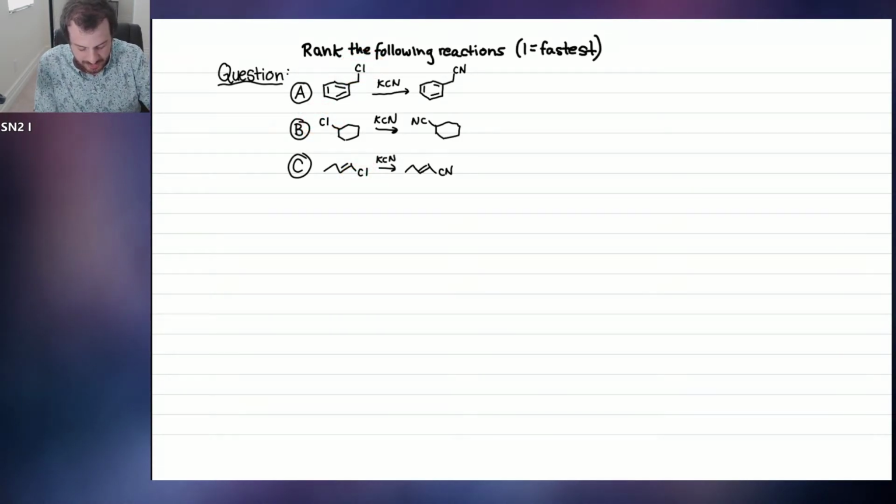And they all have a nucleophile of KCN. Let's determine the relative rates of these reactions where 1 is equal to the fastest. Okay, so first things first, let's determine the degree of substitution for each of these substrates.